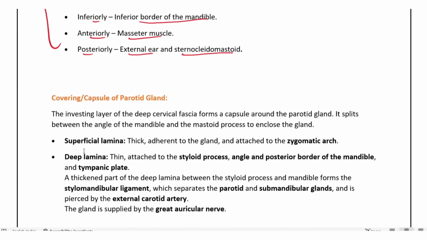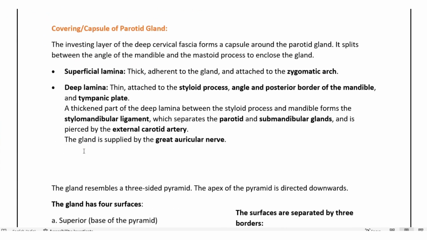Now coming to the first subheading, that is the covering or capsule of the parotid gland. The investing layer of the deep cervical fascia will form a capsule around the parotid gland where it splits to enclose the gland between the angle of the mandible and the mastoid process. So this is your investing layer of deep cervical fascia and this is your parotid gland. Okay, it comes from here like this, then it splits to enclose the gland and then again it joins. Now this splitting is happening at the angle of the mandible and the mastoid process.